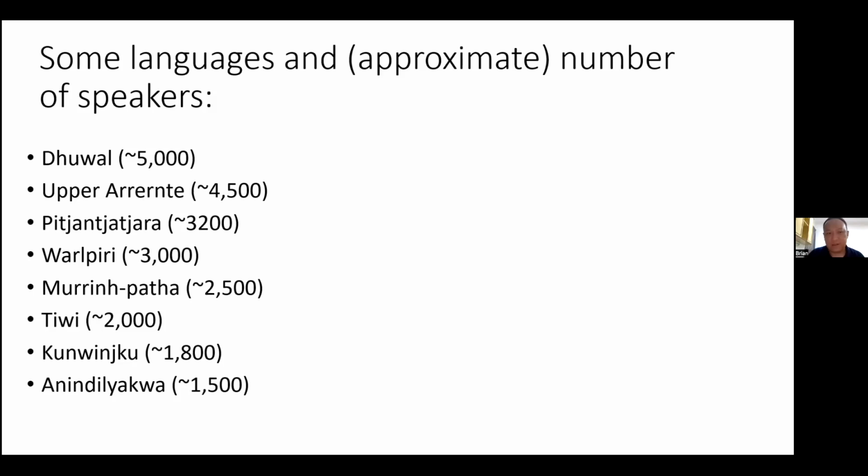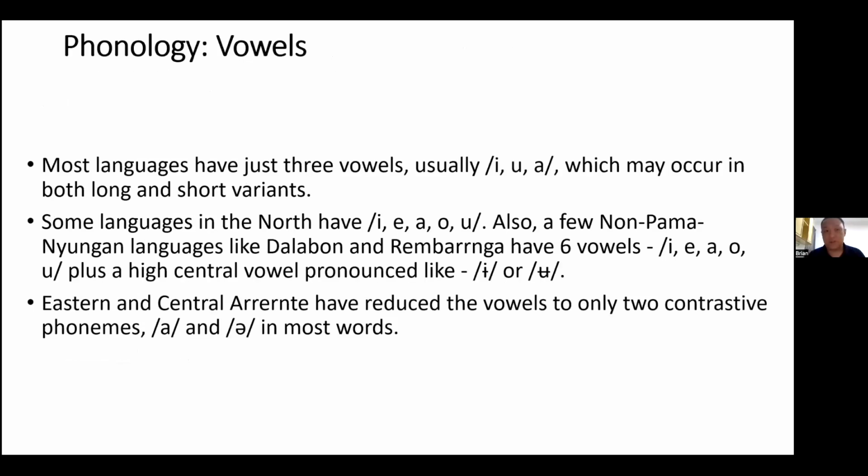Right, now let's look at phonology. Very interesting. A lot of languages have only three vowels: I, U, A. Some languages have a long or short variant, depending on the word. Some languages only allow long vowels in the first syllable, others in other parts of the word, it depends. Languages in the north, the non-Pama-Nyungan languages, some of them have five vowels, E, A, I, O, U, and a few of them have something like Ü or Ö as well. So that's about six vowels maximum.